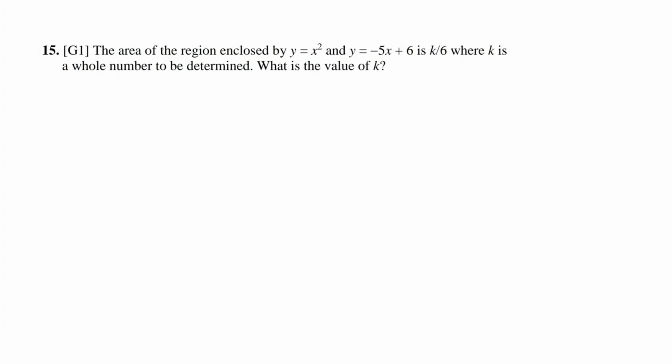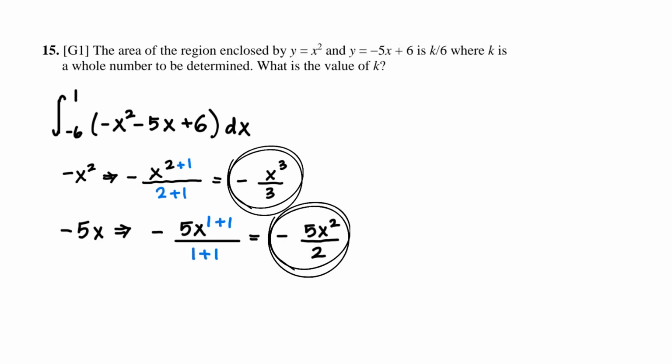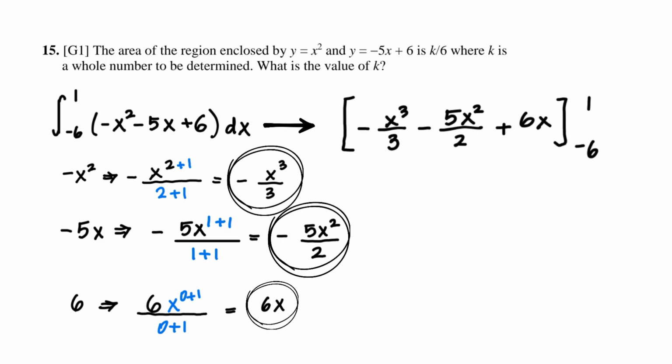To solve our integral, we are going to use the power rule to integrate each term. Negative x squared becomes negative x cubed over 3. For the second term, negative 5x becomes negative 5x squared over 2. Finally, 6 becomes 6x. So, we are evaluating negative x cubed over 3 minus 5x squared over 2 plus 6x from our lower limit of negative 6 to our upper limit of 1.